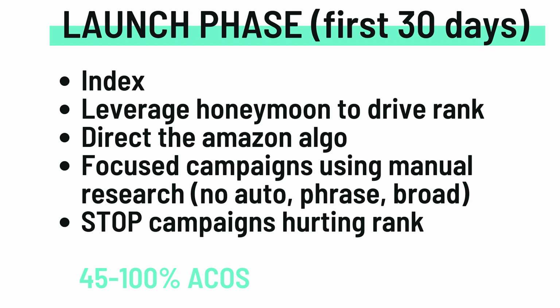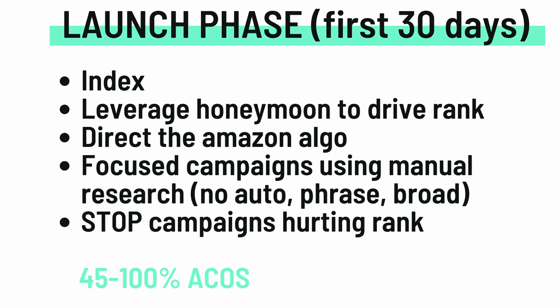Again, to do this, we're going to be using focused campaigns using manual research. So we're not relying on algorithms or auto-generated stuff, anything like that. We're going to actually prescribe and show the Amazon algorithm precisely what our products are. And then we're going to also stop campaigns that are hurting rank. Even if we've identified them manually and they're words that we think are relevant and we should rank for, if we start to see underperforming pay-per-click, we want to stop those during this phase because it can have a detrimental impact on our ability to get organic rank.